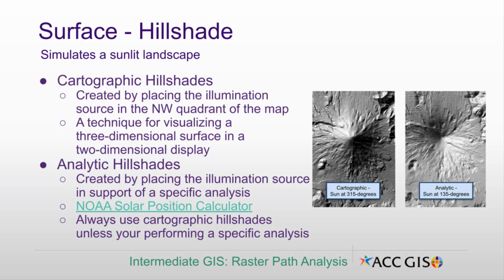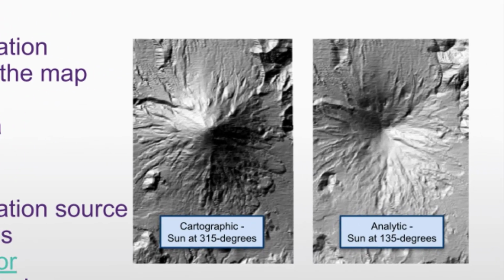If you look at the images on the right, and I believe this is Mount St. Helens before the famous eruption in 1980, you can see that the cartographic hillshade is illuminated from the sun being placed at 315 degrees or in the northwest corner, and it illuminates the northwest slope, and the southeast slope of the mountain is in shadow. And so by placing the sun in this northwest corner, it creates an optical illusion. Even though this is a 2D image, it looks three-dimensional on this page.